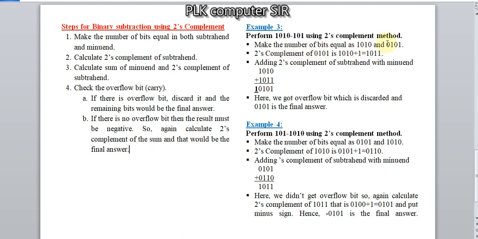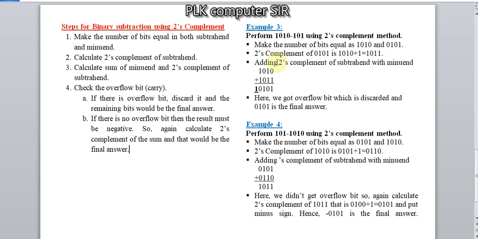Now the 2s complement of the subtrahend 0101. To calculate the 2s complement, at first we have to calculate the 1s complement, then we have to add 1, because it is the 2s complement method. So 0101 will be 1010, so 0 will be converted into 1, 1 into 0, and then if you add 1, it will be 1011.